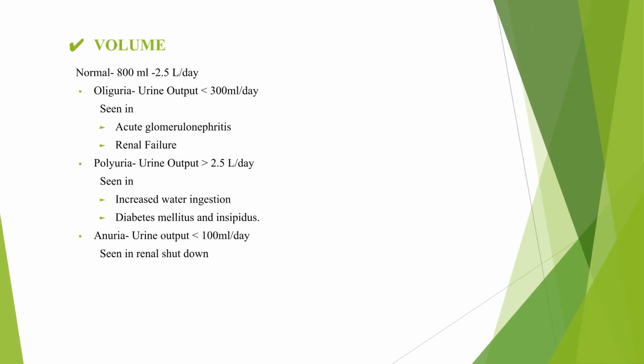Normal urine volume is 800 milliliters to 2.5 liters per day. Oliguria is an output below 300 milliliters, seen in acute glomerulonephritis and renal failure. Polyuria is over 2.5 liters, seen with increased water intake or diabetes insipidus. Anuria is less than 100 milliliters, seen in renal shutdown.